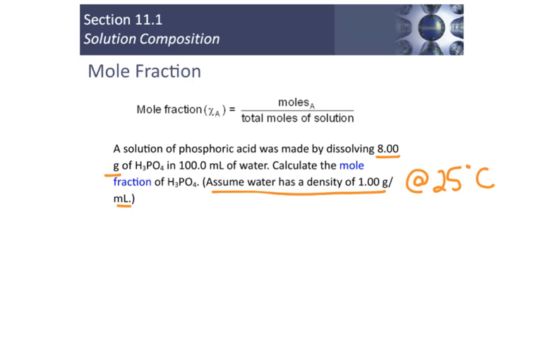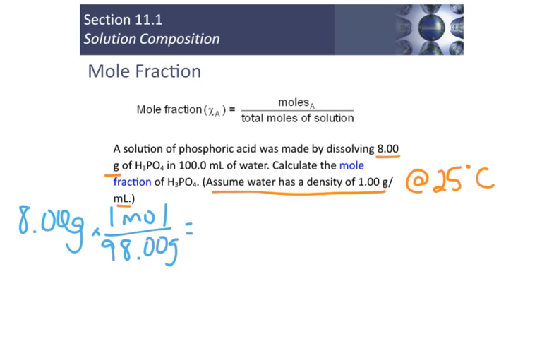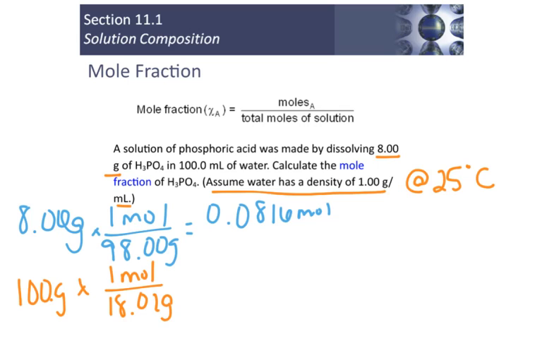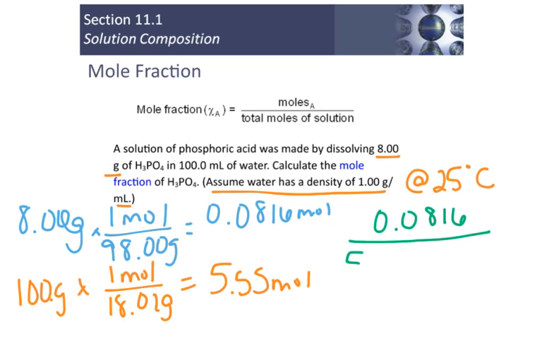Okay, so here we can take the 8.00 grams of phosphoric acid and convert that to moles. Phosphoric acid has a molar mass of 98.00 grams per mole, and so we get 0.0816 moles of H3PO4. With water, we can assume that the 100 milliliters of water is 100 grams of water. So then we can convert that to moles. Each mole has a molar mass of 18.02, so we get 5.55 moles of water. So now when we find mole fraction, we're going to take the substance we care about, which is the phosphoric acid, and divide it by the total moles.